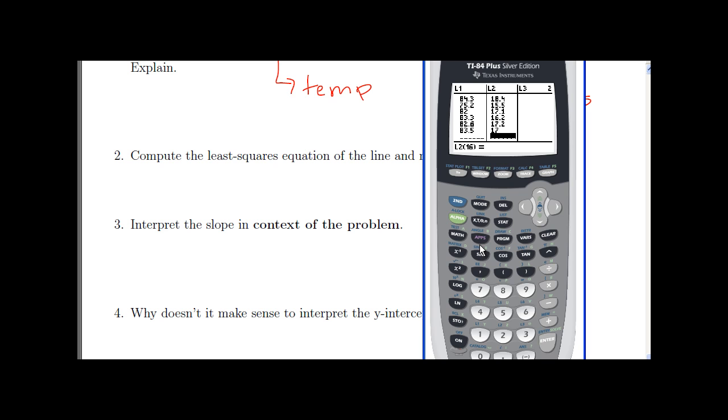So the next thing we'd want to do is go to Stat, then Calculate, and then we go down to number 8, which is linear regression. And then I just hit enter twice. And then it gives me my y-intercept and my slope. And so what I want to do is I want to come over and just write the equation of the line.